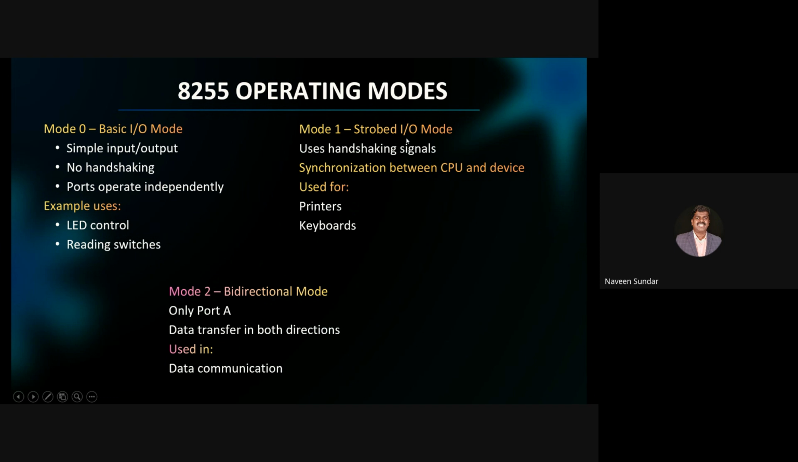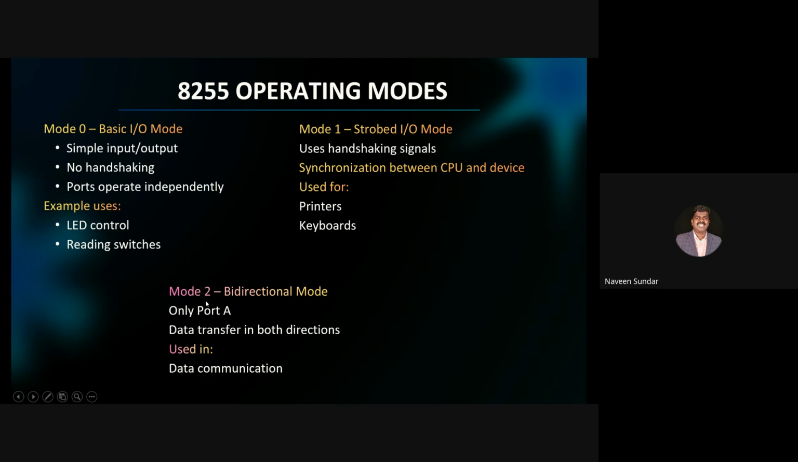Coming to mode 1, we call it the strobed IO mode. For example, it will wait for the request, and then the device will send the acknowledgement. If the device is ready, that is when the data transfer takes place. For example, with a printer or keyboard, when you press a key, the processor has to be free to take the input device, activate it, and then the data will be transferred and displayed. Similarly, the printer should be ready to receive the data, and then it will be printed. So this is checking for the ready state, getting the acknowledgement, and the process will be continued. This type of mode we call strobed IO mode.